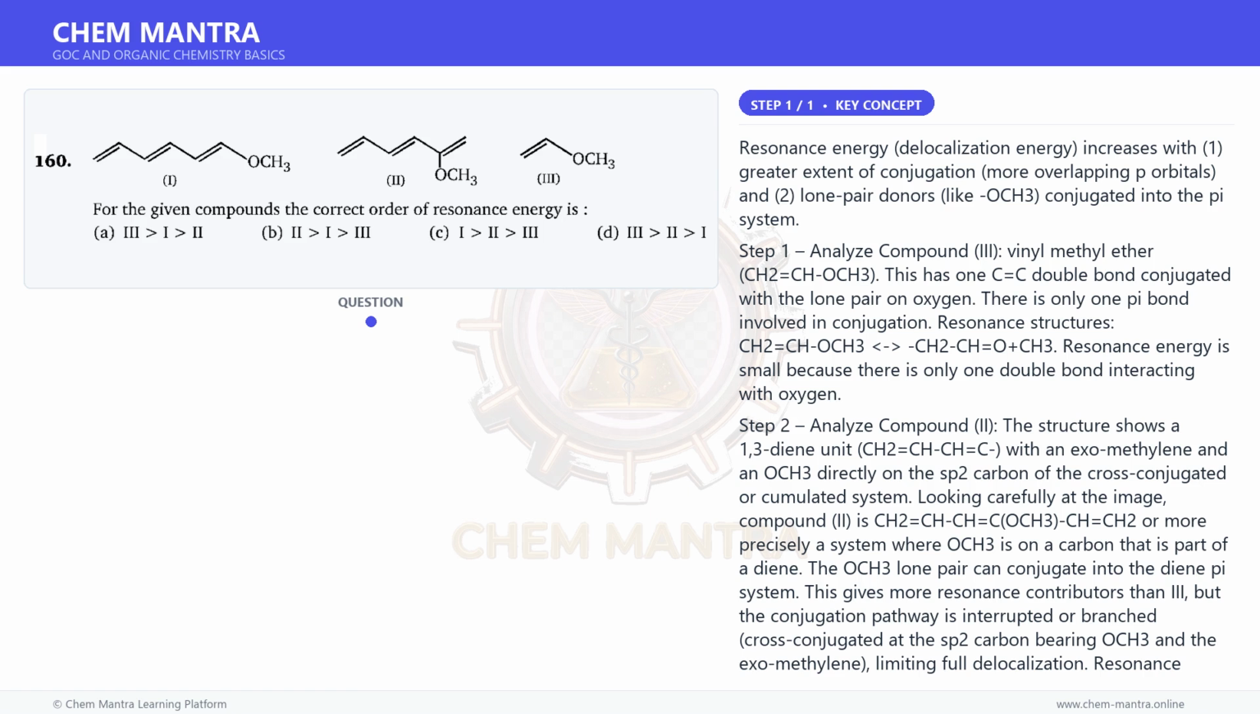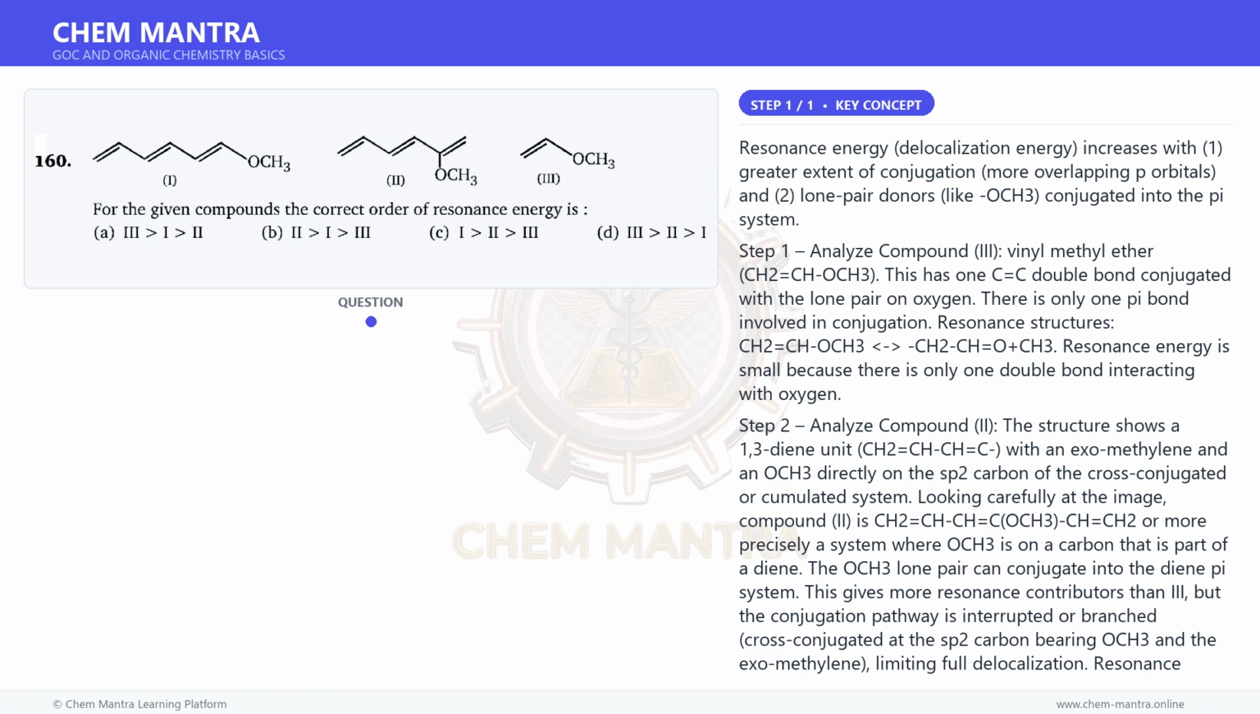This gives more resonance contributors than 3, but the conjugation pathway is interrupted or branched, cross-conjugated at the sp2 carbon bearing OCH3 and the exomethylene, limiting full delocalization. Resonance energy is intermediate.